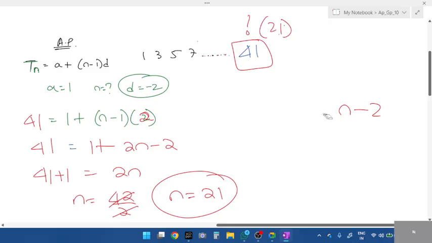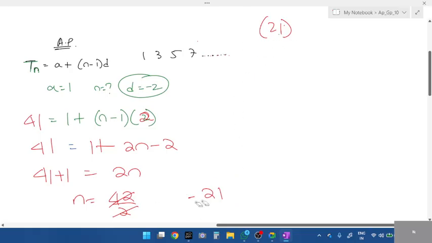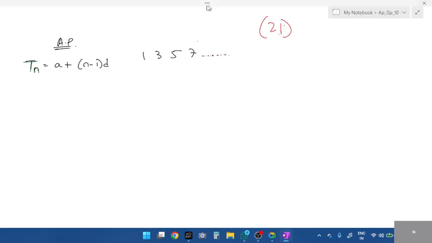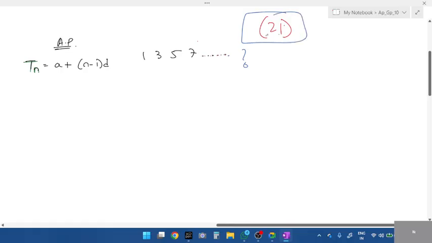Now, this 41 is not given. The second type of question, 41 is not given. They've just given the 4 numbers like this. It's in sequence, arithmetic progression. And they've asked us to find which number comes in the 21st position.